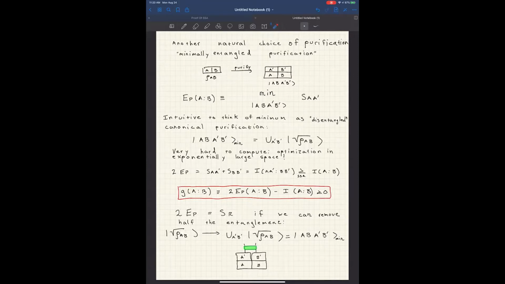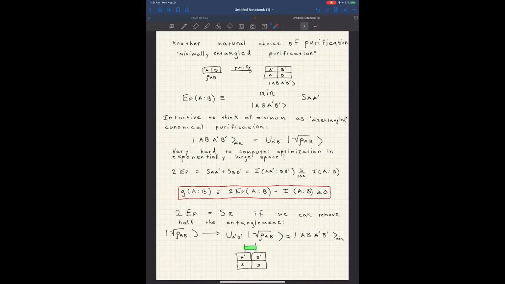Just like with the canonical purification, I'm going to think of my ancilla as also being split up into a party A prime, which is somehow the mirror of A, and a party B prime, which is the mirror of B. But rather than just specifying that the resulting purification is the square root of the density matrix, I'm going to search over all valid purifications in this enlarged space, and find the purification which minimizes this entanglement between AA prime and BB prime, right? So it's the minimum over all purifications in the doubled space of this entanglement here, and the value of that minimum is then defined as the entanglement of purification.